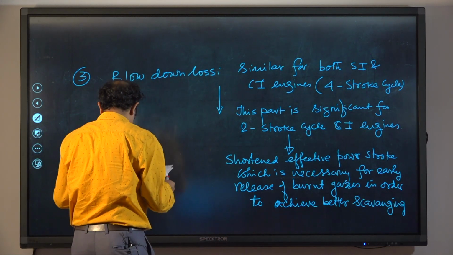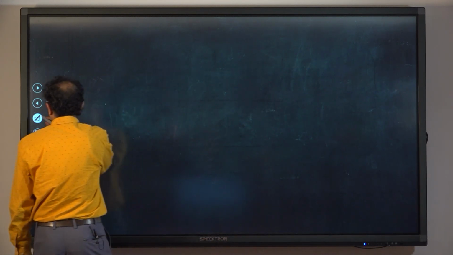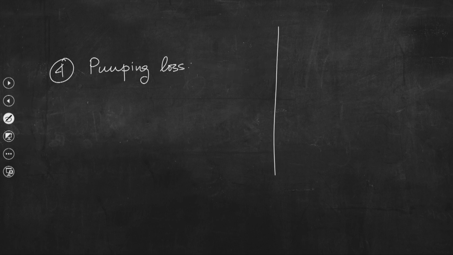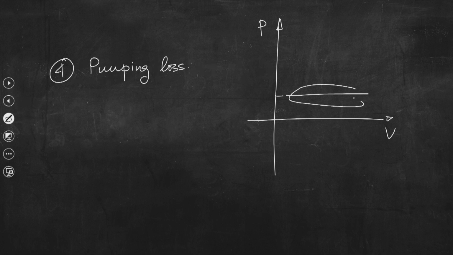So, the last point, number 4, is pumping loss. Let me draw for this particular point. If we try to draw the indicator diagram that we have studied in our basic internal combustion engine course, so this is the indicator diagram.